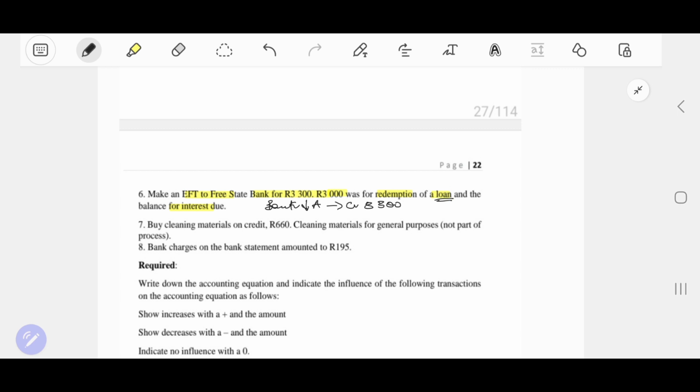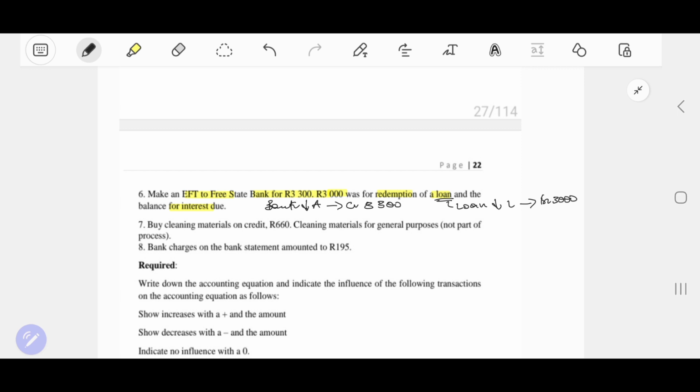Remember, a loan is a liability. So when you pay a loan, it means that you are reducing the liability. So remember, loans increase on the credit side, they decrease on the debit side. So when you pay the loan, you are reducing the liability on the debit side. So that means that you debit a loan, you are decreasing liabilities. So that means that you will debit 3,000, which is the payment of the loan.